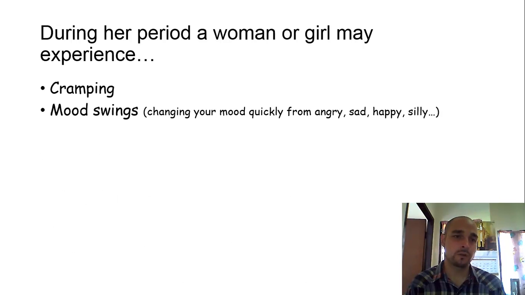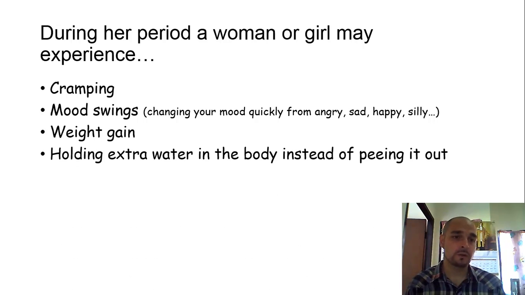Cramping, mood swings. A mood swing is changing your mood quickly from one mood to another. This could be angry, sad, silly, or happy, or numerous variety of different moods. Weight gain, holding extra water in the body instead of peeing it out. Breast pain, and also diarrhea.